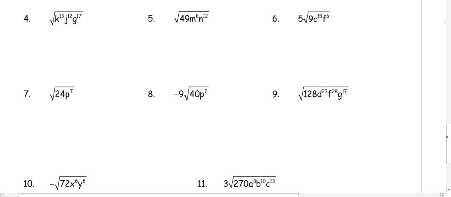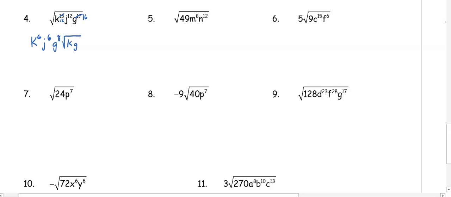Number 4, we have 3 letters, k to the 13th, j to the 12th, and g to the 17th. So we're going to go letter by letter. K is an odd, so 1k is going to stay under. That changes to 12, and half of 12 is 6, so on the outside we have k to the 6th. J is already an even with 12, so half of 12 gets us j to the 6th. Nothing is under the radical because it was even. G also has an odd exponent, so 1g is going to stay underneath, which drops this down to 16, and half of 16 gets us g to the 8th on the outside.